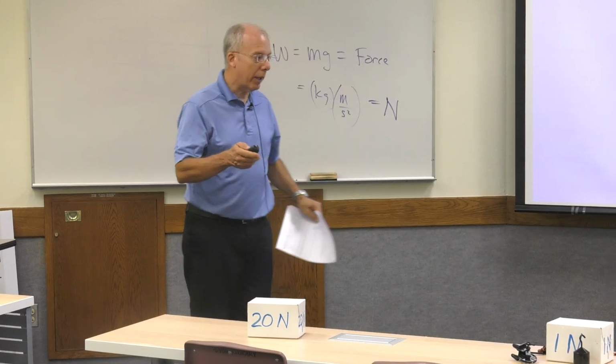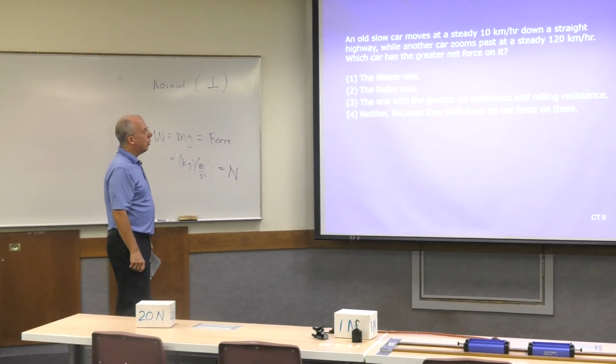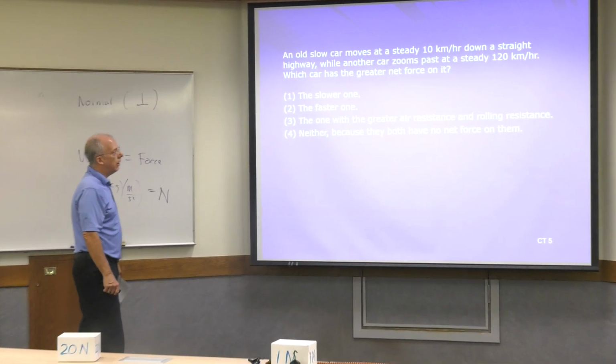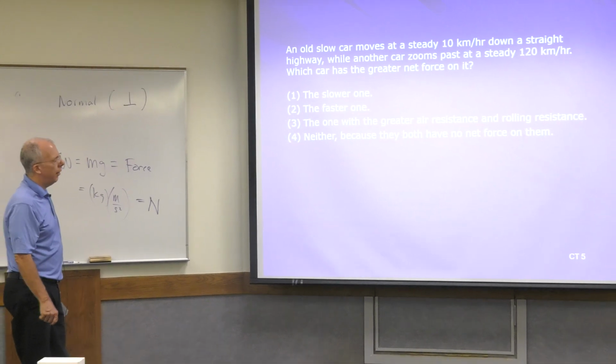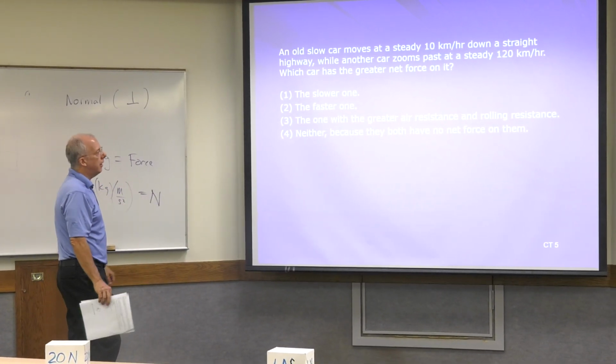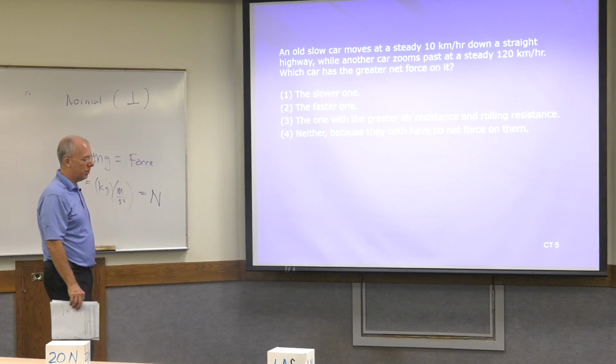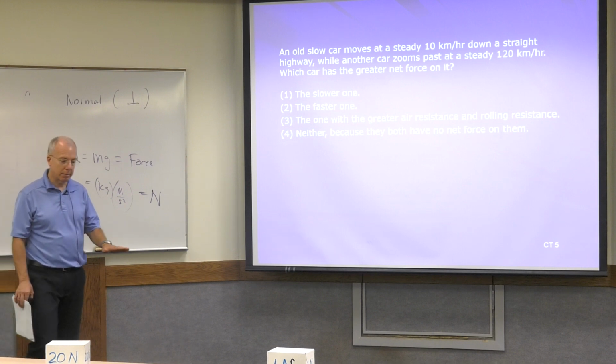All right, I have a bunch of questions now for you. An old, slow car moves at a steady 10 kilometers per hour down a straight highway, while another car zooms past at a steady 120 kilometers per hour. Which car has the greater net force on it?